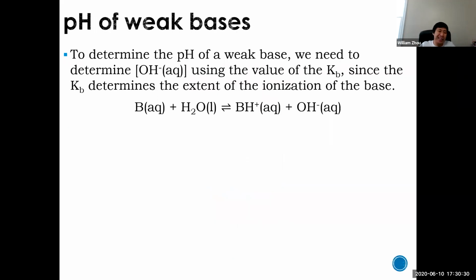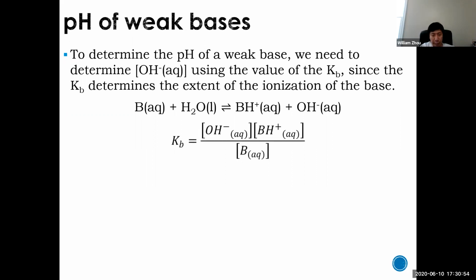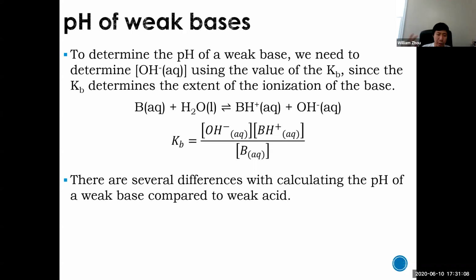Base is basically the same thing as acid in terms of strategy. A weak base is an equilibrium. You need to calculate the concentration of OH, which you don't know. It's not equal to the base because there's a Kb. It's not 100% protonated. So the Kb will tell you how much of the base will become OH. You need to write the Kb expression and use that to solve for the OH. Once you solve for the OH, you can solve for the pH using negative log.